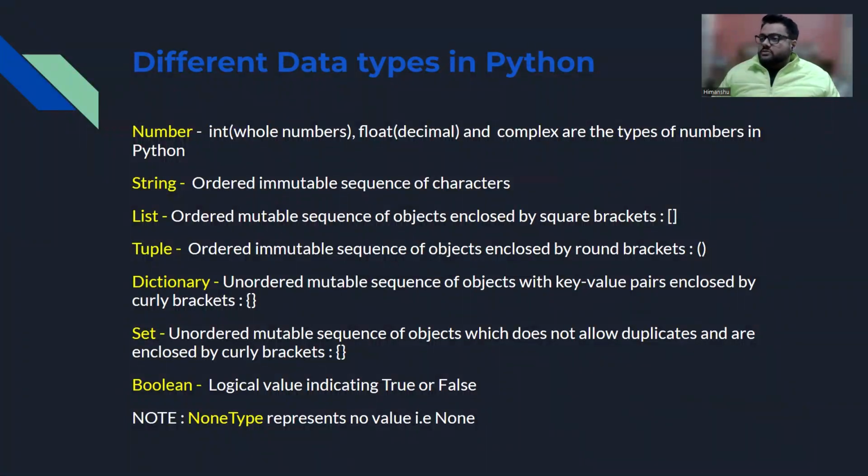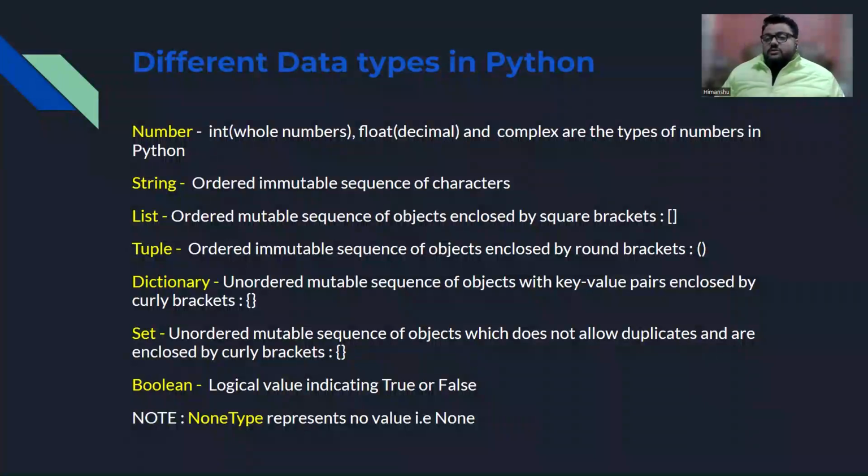So next one is the list. A list is nothing but an ordered mutable sequence of objects enclosed by square brackets. List is also an ordered sequence, which means that we can perform indexing on it, and it is also mutable. Mutable means you can change the value, right? String was immutable. In a string, you cannot change the value once you assign it. But in a list, you can change the value.